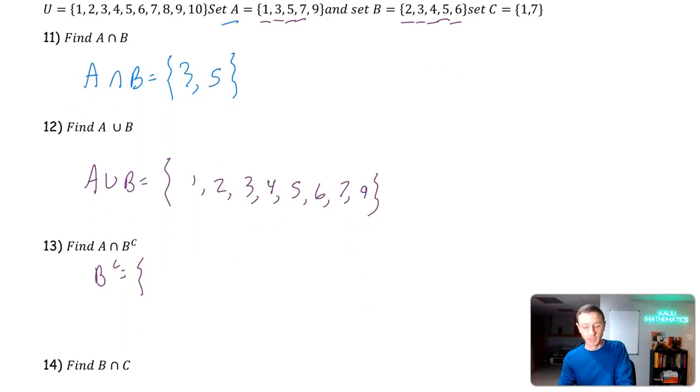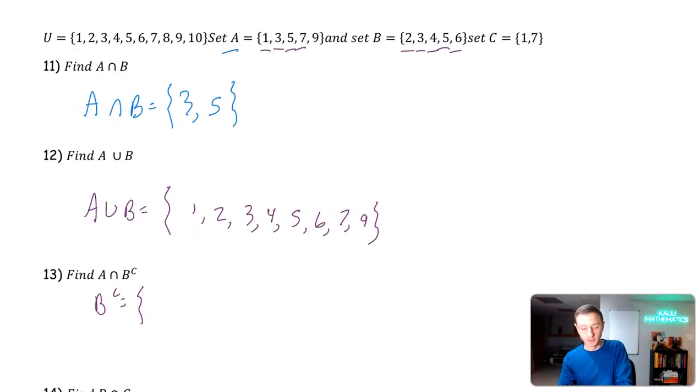So B complement would be all the elements in the universal set that are not 2, 3, 4, 5, and 6. I'm trying to keep this all on one screen. Okay, I can fit it here. So that'd be 1, 7, 8, and 9, right? Because B is 2, 3, 4, 5, 6. The universal set would be 1, 2, 3, 4, 5, 6, 7, 8, 9. Oh, and 10. Almost forgot 10. Good thing I went back and checked.